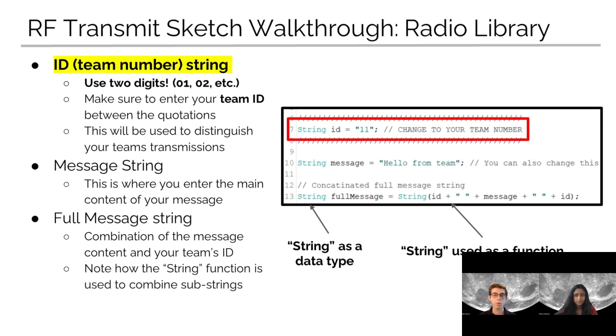Of course, if you are the only team working with LunaSats in your vicinity, this may not be critical, but you will want to make sure this value matches the values of other ID variables in the other sketches, which we will go over later. So our next variable is the string message variable. This will be the main content of your message. And then we have a full message variable, which is where we are appending our ID to our message.